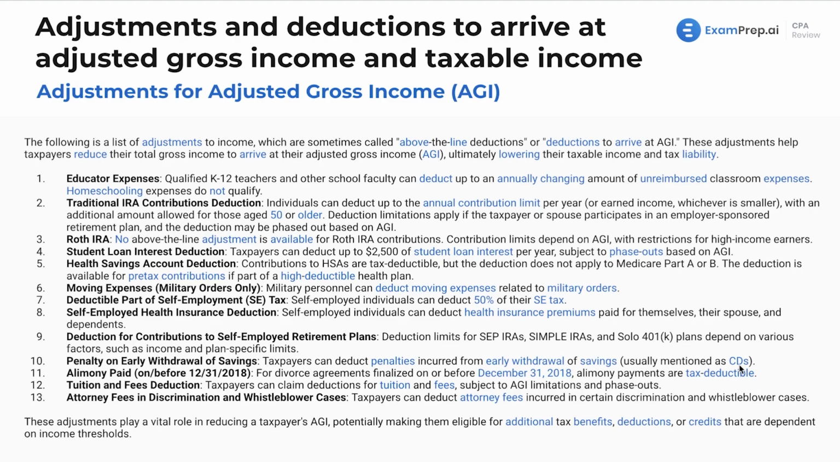Now, the whole point is that you have to keep your money with the bank for that longer period of time. And if you have an early withdrawal of savings, this is actually deductible on your tax return. So that's what we're talking about here.